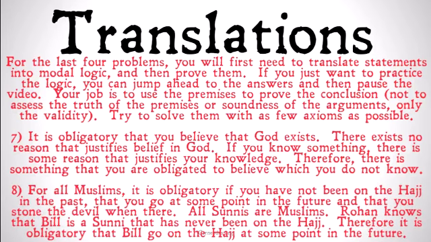Okay? The next problem. For all Muslims, it is obligatory, if you have not been on the Hajj in the past, that you go at some point in the future, and that you stone the devil when there. All Sunnis are Muslims. Rohan knows that Bill is a Sunni, and that he has never been on the Hajj, him being Bill. Therefore, it is obligatory that Bill go on the Hajj at some point in the future. It might be worthwhile for this problem at least to review the final 10 days of the original 100 days of logic and remember some of your predicate calculus skills there.